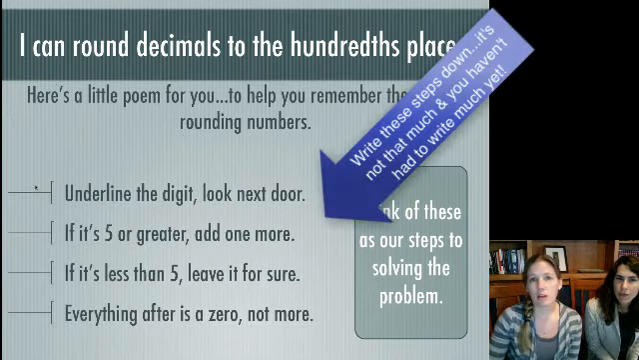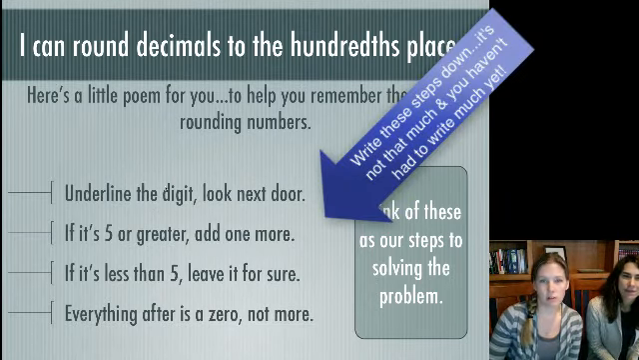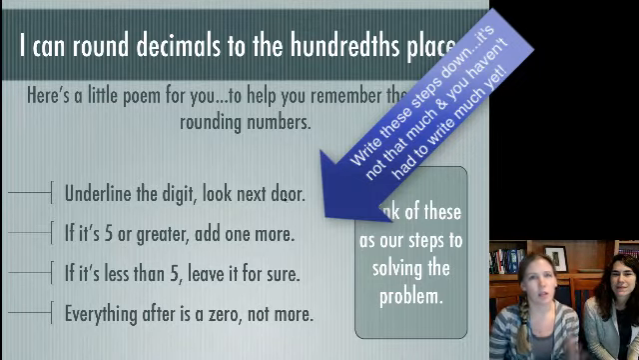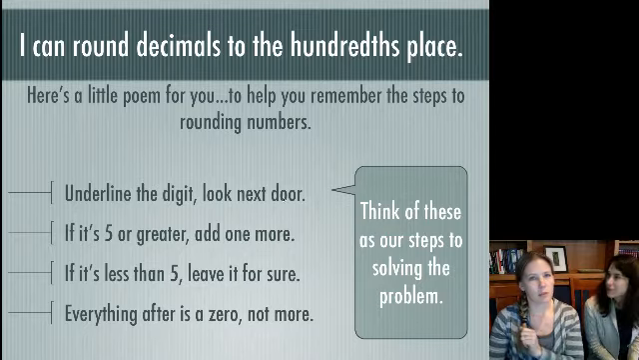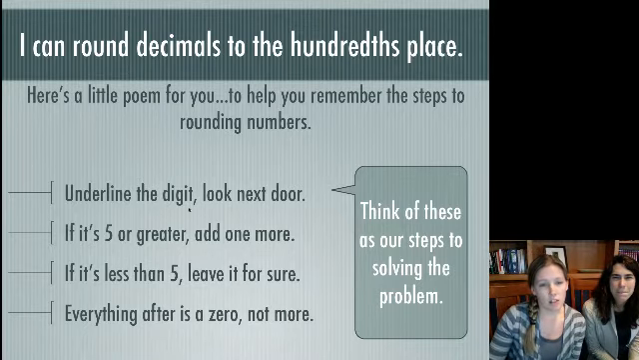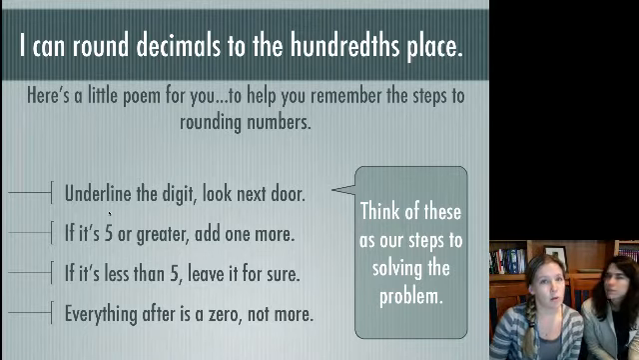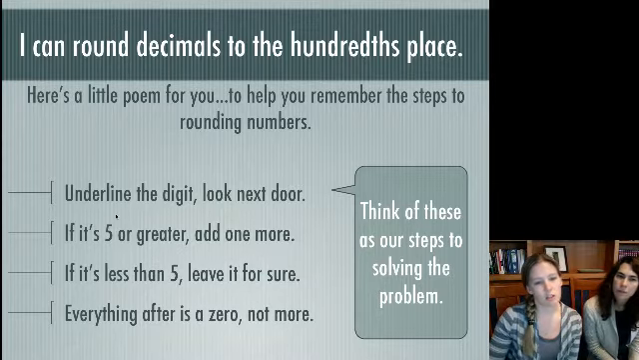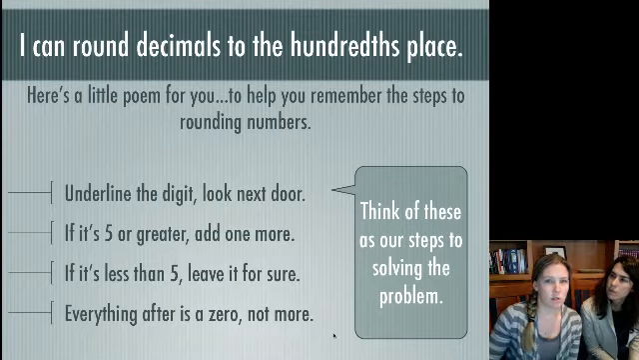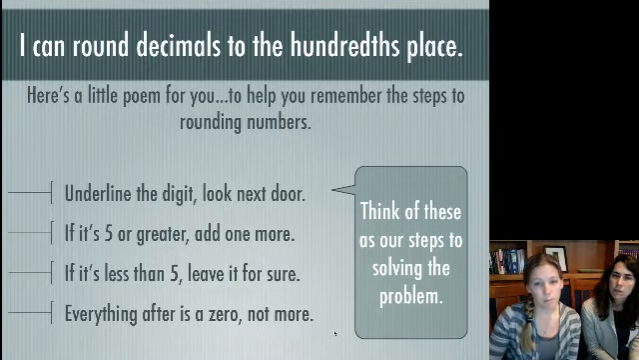So these are the steps to solve rounding. The first one: underline the digit, look next door. I'm just going to read through them real quick, and then I'll give you an example in a second. You will probably want to write these down. I promise it's not that much. So: underline the digit, look next door. If it's 5 or greater, add one more. If it's less than 5, leave it for sure. Everything after is a 0, not more. So these are the steps. I know I just talked through those really fast. Pause me, write them down, and we will use those to help us solve a rounding problem in just a second.